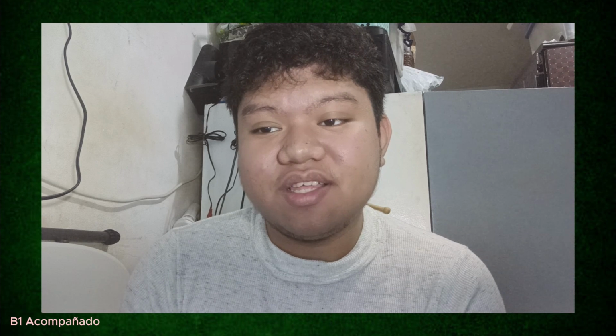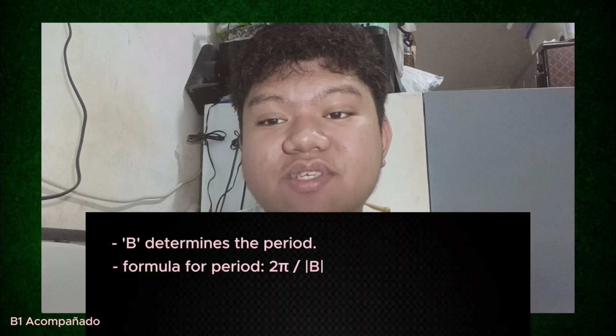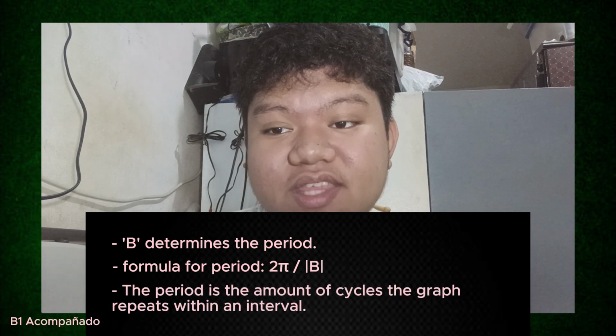What about when the value of b has changed? What does b determine in our graph? Well, it determines the period. The formula of the period is 2 pi over the absolute value of b. The period is the amount of cycles the graph repeats within an interval.